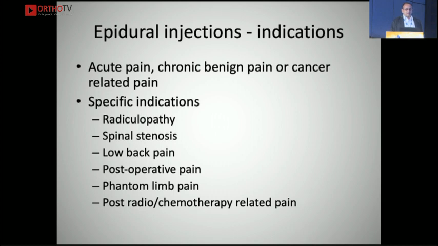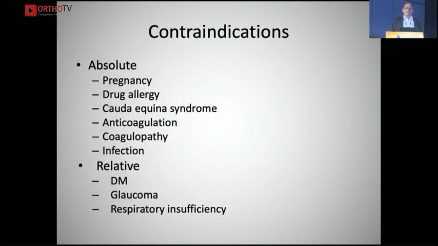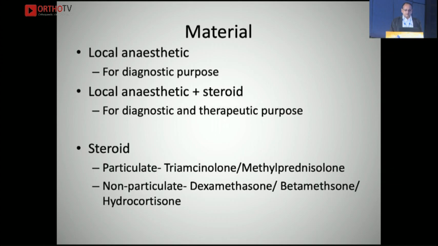Indications of epidural injections are acute pain, chronic benign pain, and sometimes specific indications like radiculopathy, spinal stenosis symptoms, and chronic low back pain. There are also certain contraindications. The absolute contraindications are pregnancy, primarily due to C-arm use, allergy, Cauda Equina syndrome, and coagulopathies. Relative contraindications include diabetes, and position-related issues in glaucoma and respiratory insufficiency.